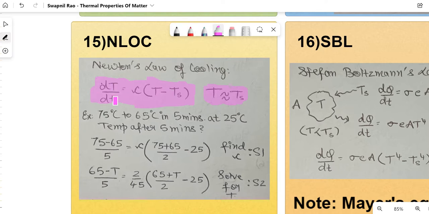So as you can see, dT by dt, the rate of cooling, is directly proportional to the difference in the temperature of the object and the surrounding, is what he said. And when you remove the proportionality sign, it will be small c. So I've written an example for the very first time. I'm giving an example because I'm pretty sure this equation just as it is won't explain much.